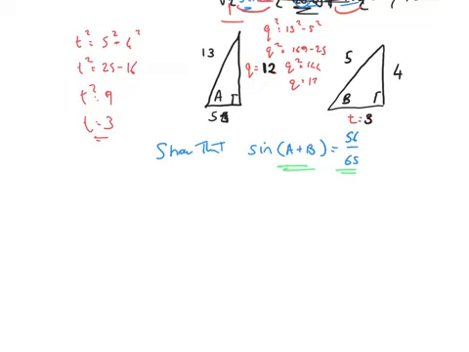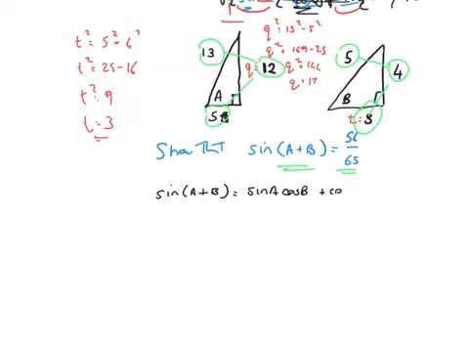Okay, so I've now got 3 lengths of the triangle: 13, 12 and 5, and 5, 4 and 3. Okay, show that sine A plus B equals 56 over 65. Well, first of all, what is sine A plus B when I open it up? Using that formula that I've just learned, it's sine A cos B plus cos A sine B. Okay. What's sine A? That's my first task. Find out what sine A is.